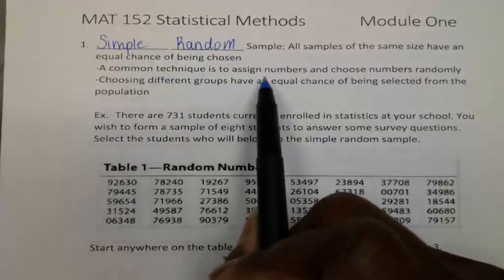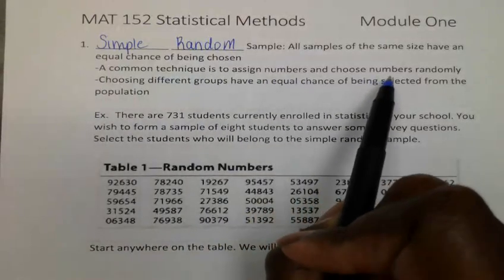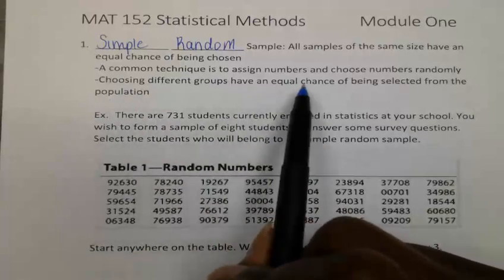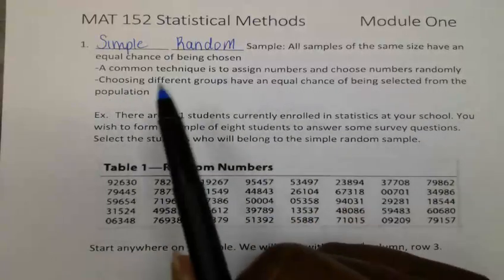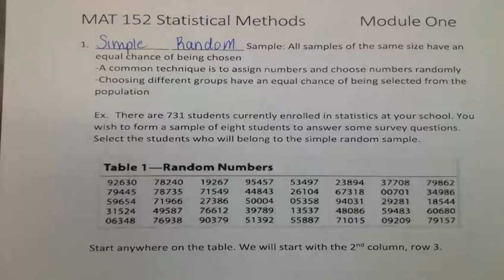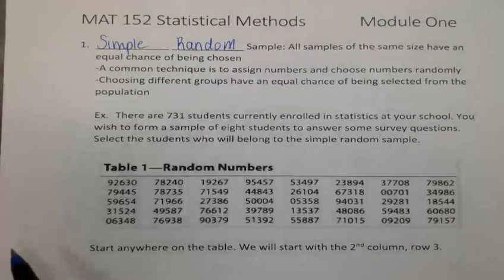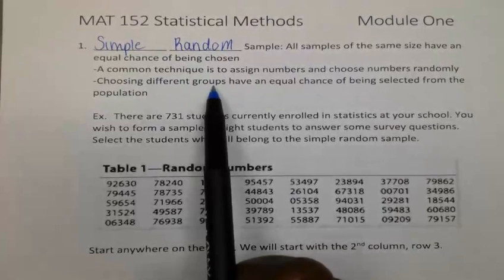All right, a common technique is to assign numbers and choose numbers randomly. Different groups have an equal chance of being selected from the population. So it's not you as an individual you're looking at. You could be in any sample, and any sample can be chosen. So we're talking about choosing different groups now with simple random.